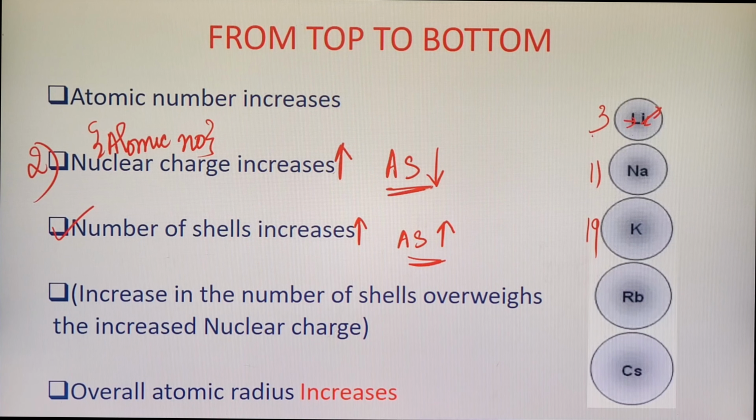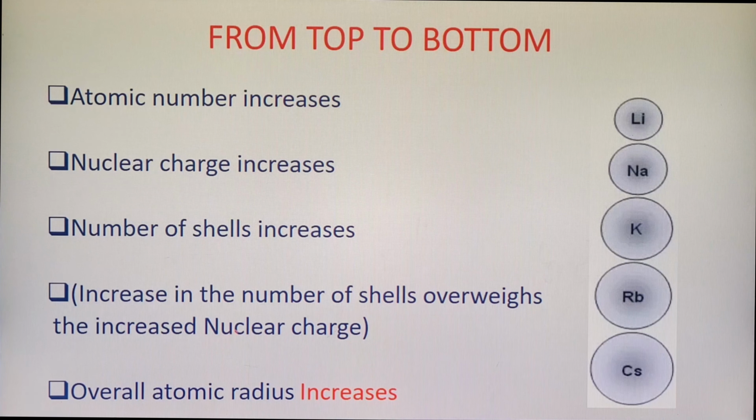What is happening to the atomic size here? The atomic size is decreasing. So one place there's an increase, one place there's a decrease. Now the question is, which one should we follow here? Okay, so please do remember, always in the periodic table, increase in the number of shells outweighs the increased nuclear charge.